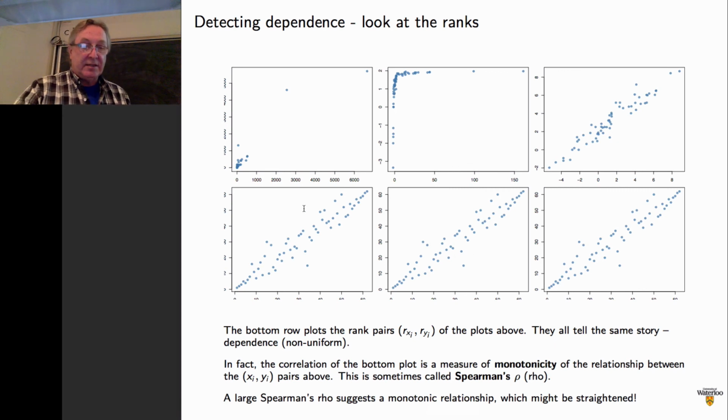This is dead easy to tell that that does not look like it's uniform around in this whole rectangle. There is a relationship. So going to ranks, it just becomes very obvious. In fact, there's a measure of correlation that measures whether there's a monotonic relationship in the original data. That is just a correlation of the ranks, sometimes called Spearman's rho.